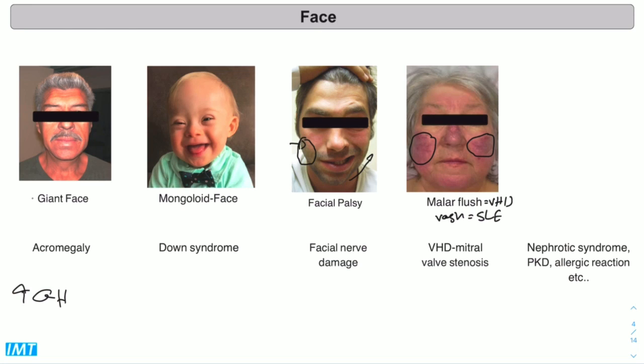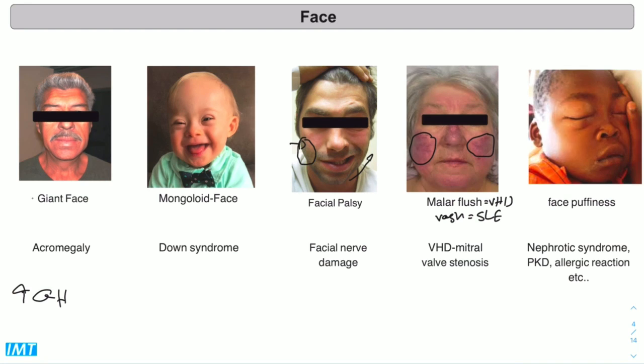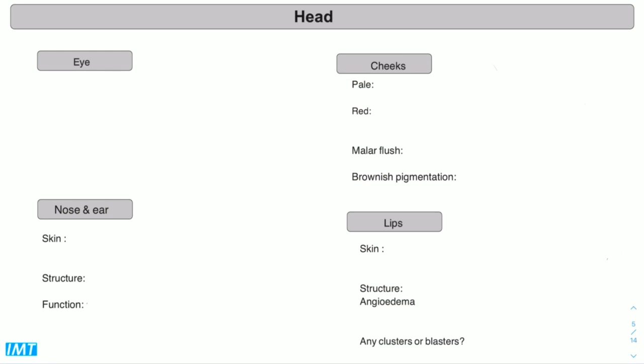Next, also common, is puffiness of the face, as you can see here. We can see this specific look in patients with nephrotic syndrome, polycystic kidney disease, or an allergic reaction to a medication, food, drinks, etc. Why do we call it puffiness? You can see the periorbital edema.